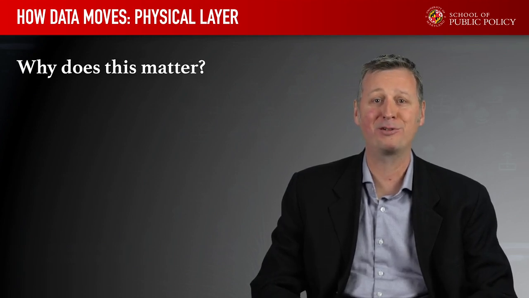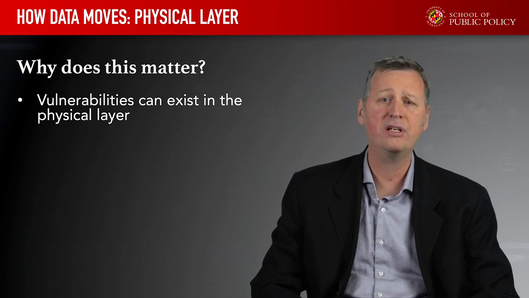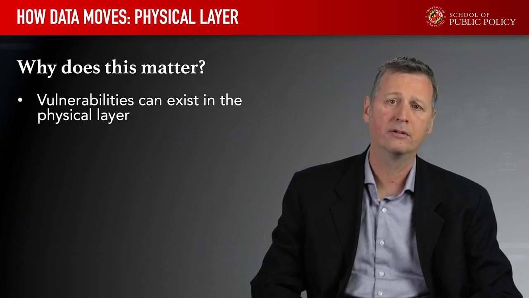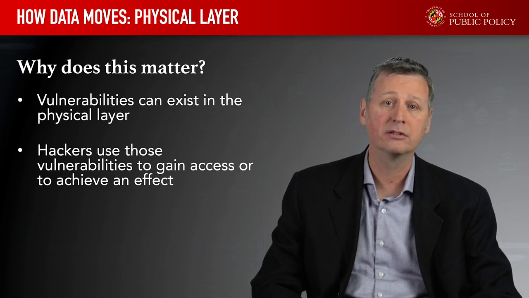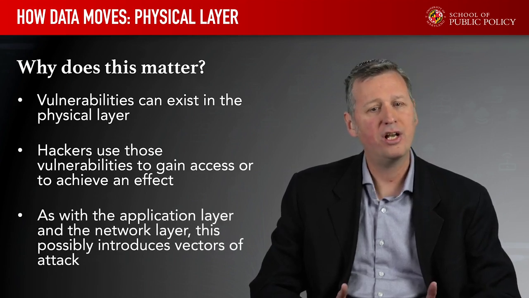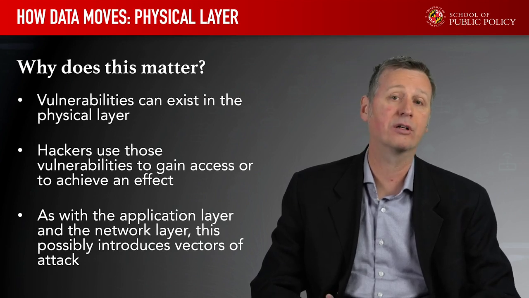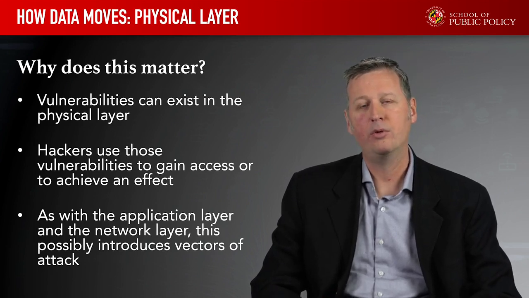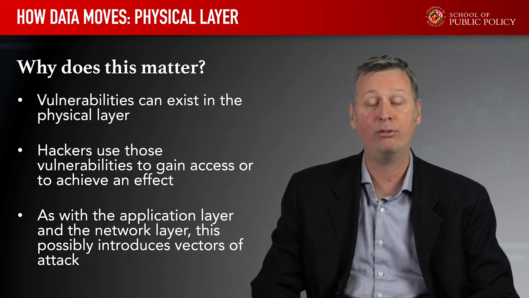Why do we go through this exercise of talking about the different layers in the OSI model? Well, just as we found in the app layer and just as we found in the network layer, vulnerabilities can exist at the physical layer. Hackers can use those vulnerabilities to gain access or to achieve an effect. And just as we found with the app layer and the network layer, this potentially offers a new vector of attack for a hacker. So we have to understand the complexities of the global telecommunications system if we want to begin to understand the nature of the hacking threat.